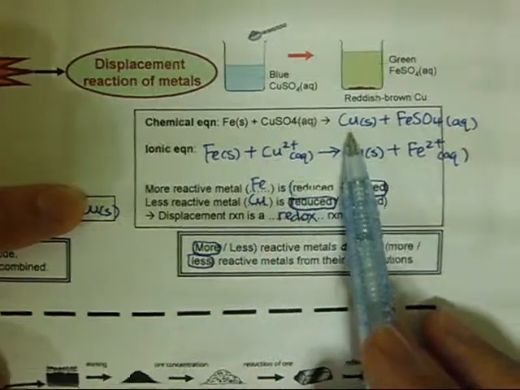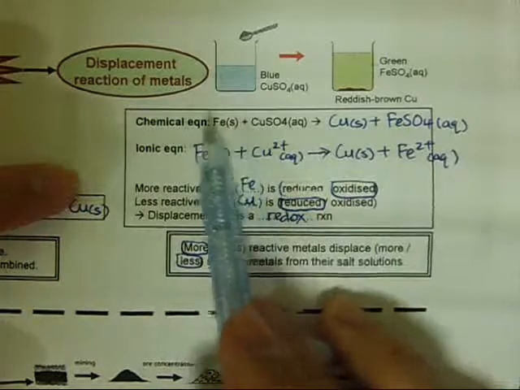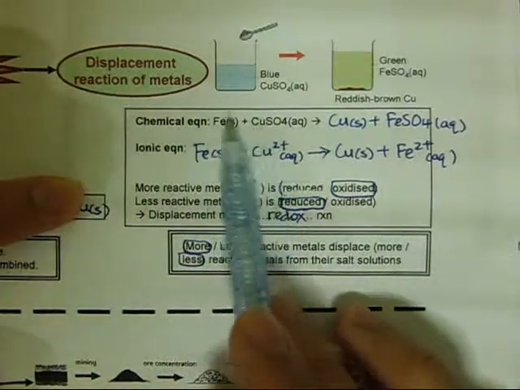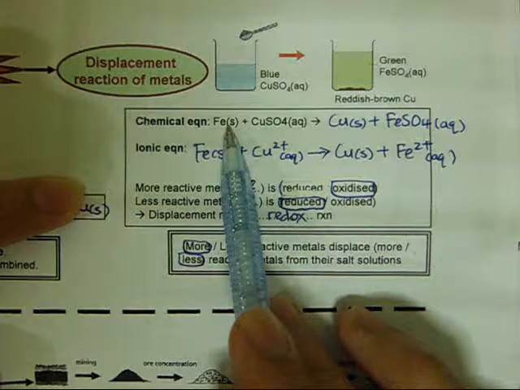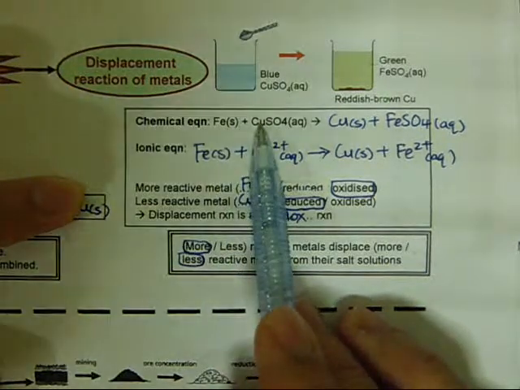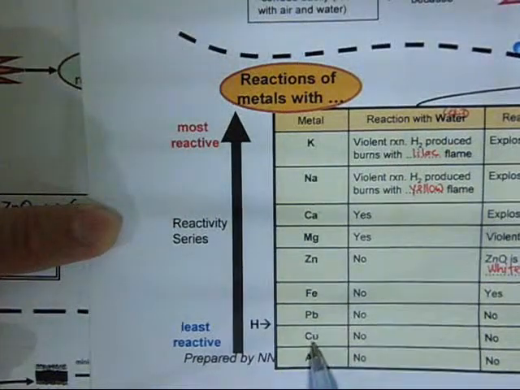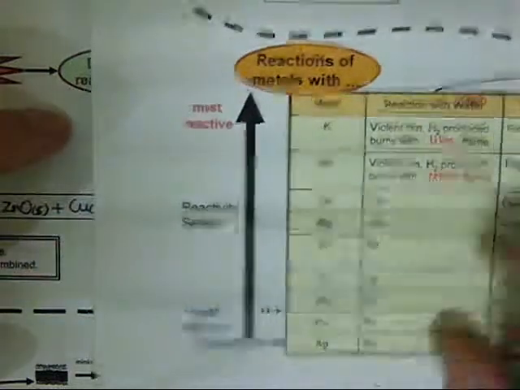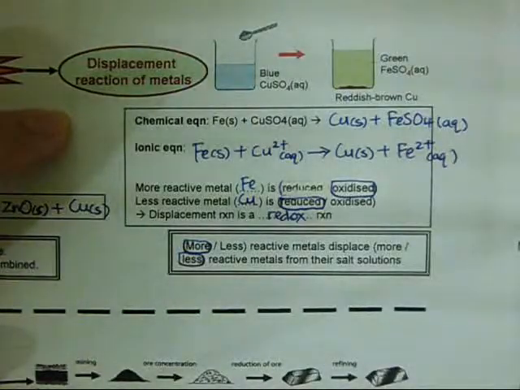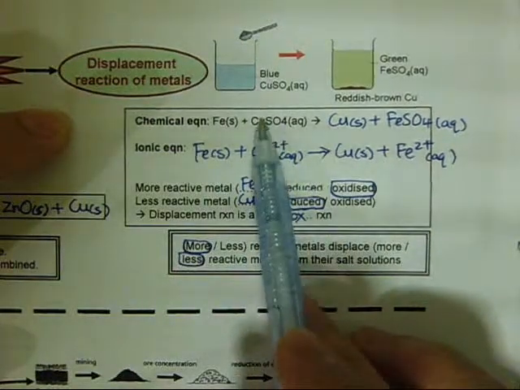So in order for you to predict what products you get, what you need to do is to compare the reactivity of the two metals. See which metal is more reactive. Now, in this example here, iron is more reactive than copper because iron is above copper in the reactivity series. So when iron is more reactive, what it would do is it would kick the copper out from copper sulfate.